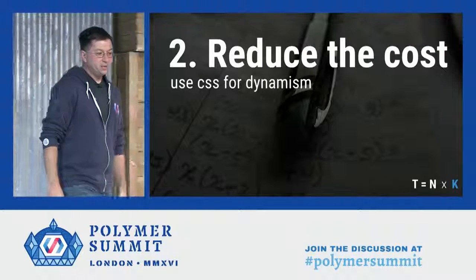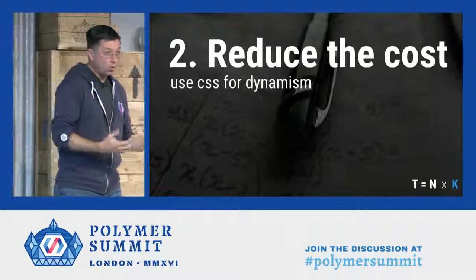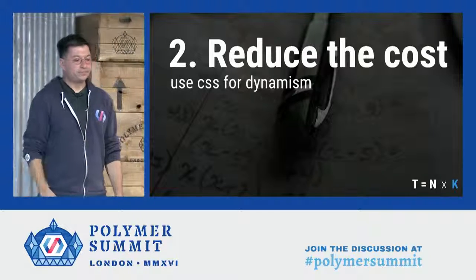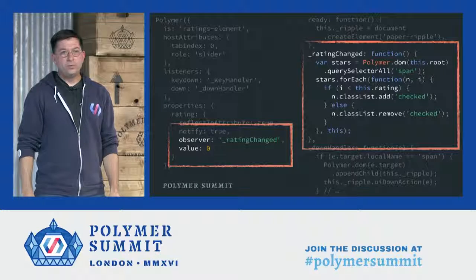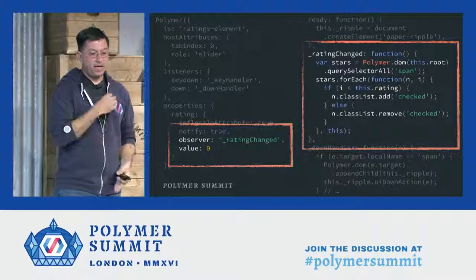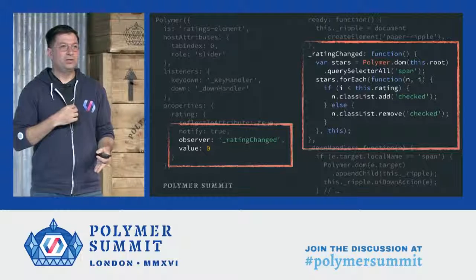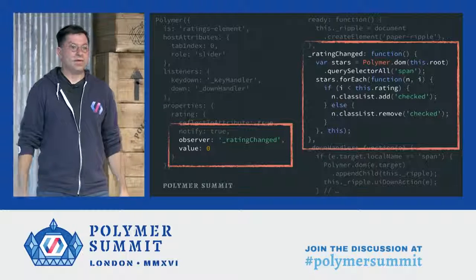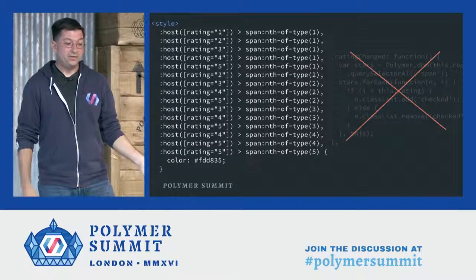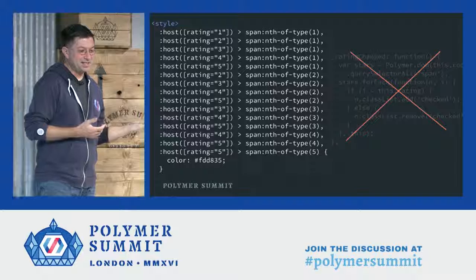And the next technique we'll look at is using CSS more for dynamism. We already did for the box shadow. Now let's look at it for other things. So if you recall, we had this observer for when the rating property changed. And we are using CSS, but indirectly, we're using JavaScript to imperatively set some classes on the element. And as it turns out, we actually don't need to do this at all. And we can use this fancy CSS instead.